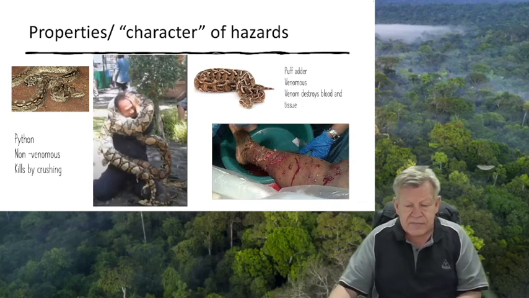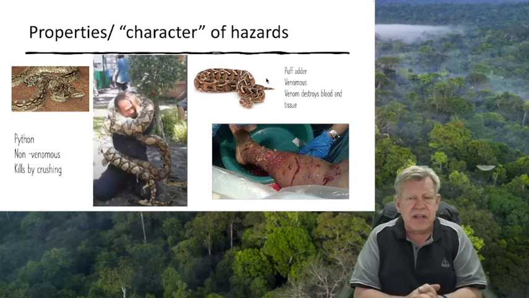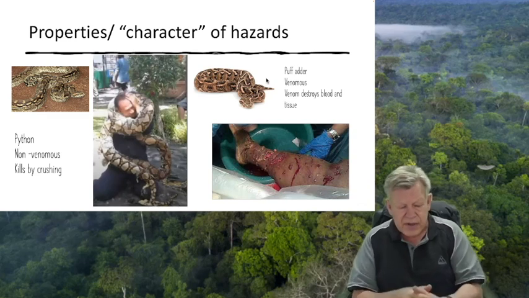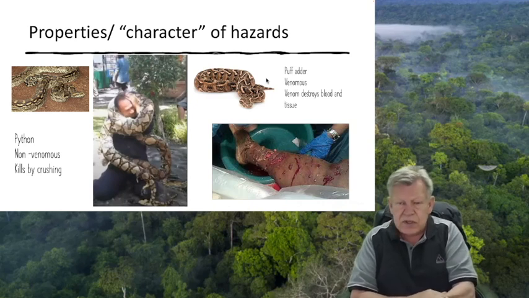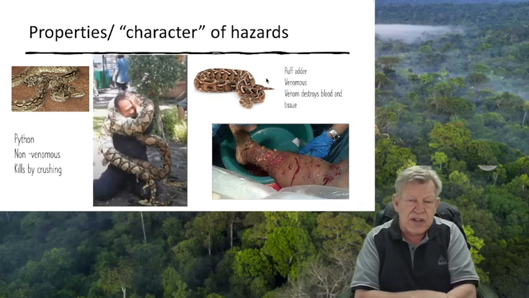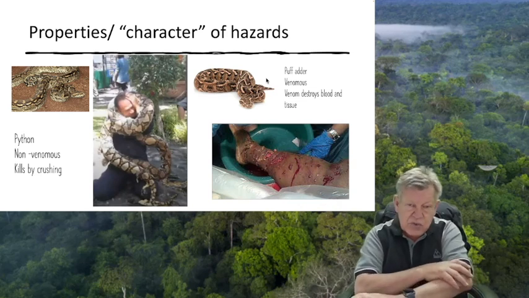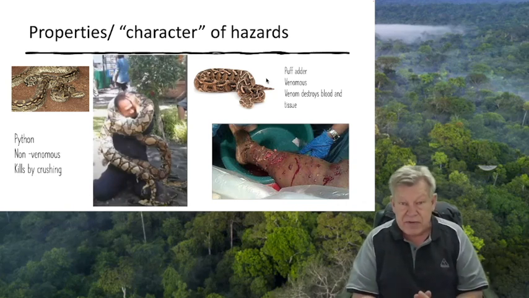On the other hand, the snake here on the right-hand side is a puff adder. It looks similar in coloring, but it's smaller. But if that one bites you, there where it bites you, the venom that it injects into you will destroy your tissue. It will kill the meat and it will destroy the nerves and your blood. And eventually that will go rotten. It will kill all the living cells in your circulation wherever it's bitten you.